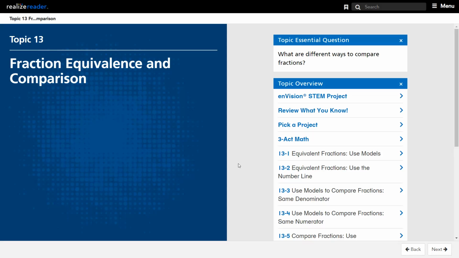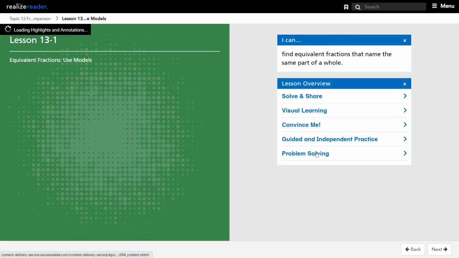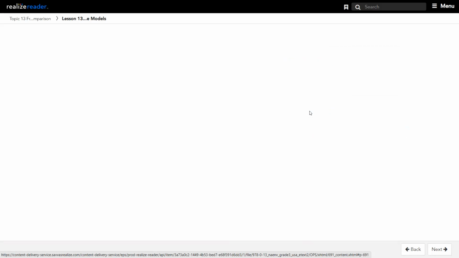Hello, third grade, and welcome to topic 13. In this topic, we're going to talk about fraction equivalences and comparisons. So we're going to look at equivalent fractions and comparing fractions throughout this chapter. Let's go ahead and start with lesson 1. So 13-1 is equivalent fractions using models.